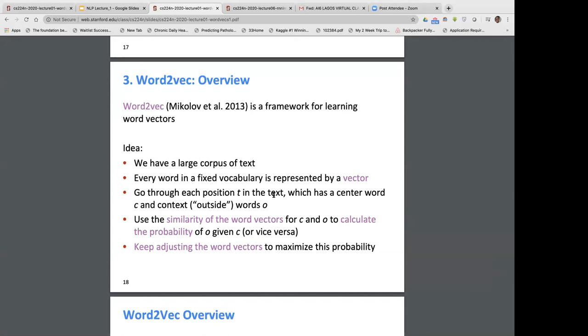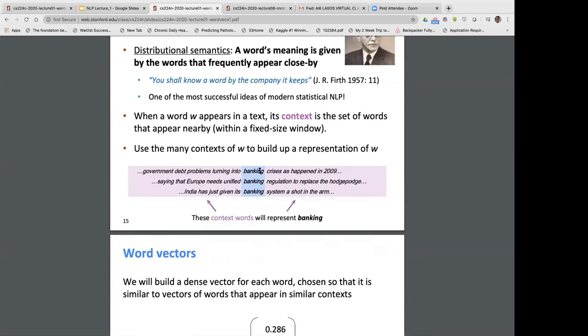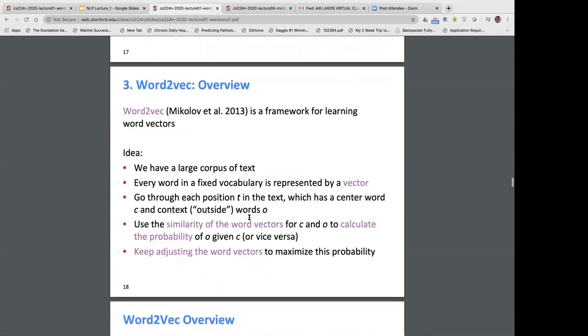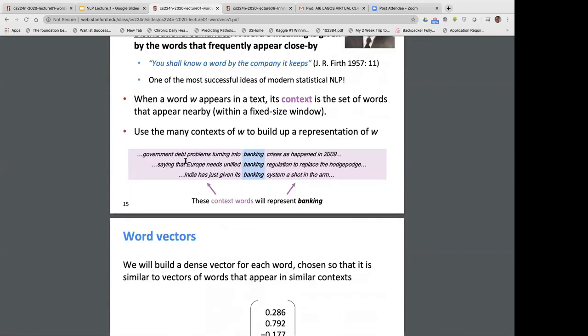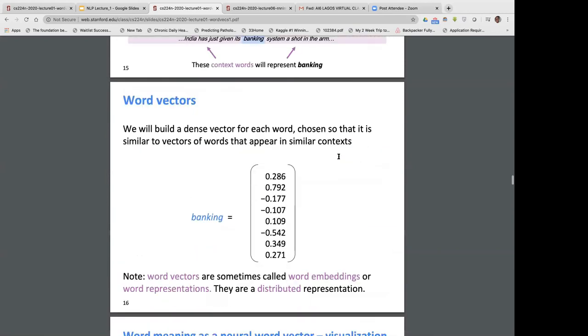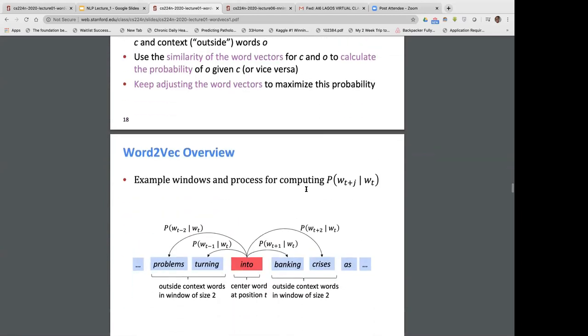You go through each position in the text, which has a center word C. If we go here, this is our center word, banking. So there is the center word C and the context words O. These are context words, the words on the sides. You use the similarity of the word vectors for the center and outside words to calculate the probability of the outside words given the center word. And you keep adjusting these word vectors to maximize this probability. It might sound overwhelming, but just relax. We'll explain it.